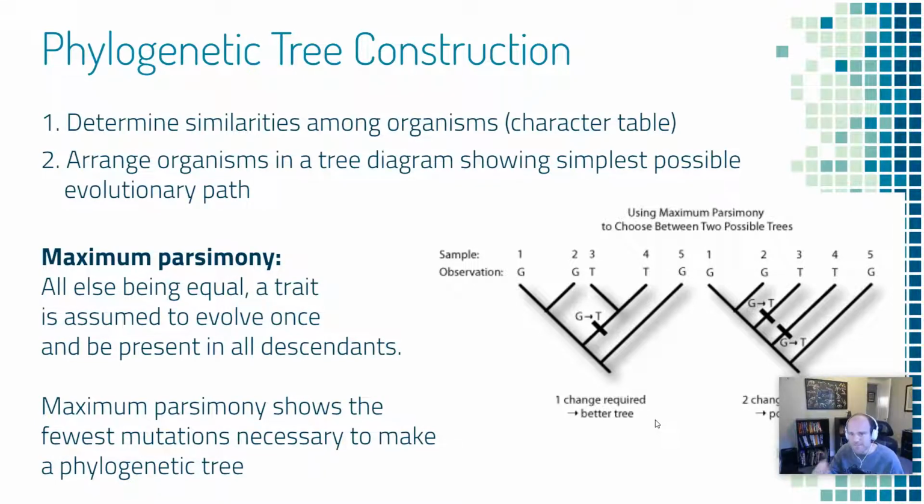We want to go as simple as possible. So that's going to be the principle of maximum parsimony. Always try and build your tree as simple as possible. Don't make it so there's multiple changes.